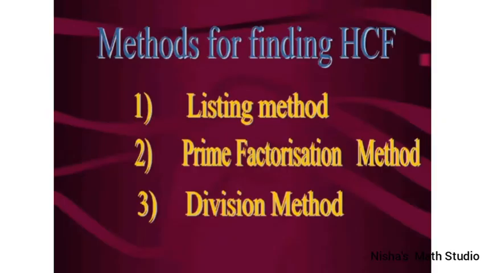We have three methods to find the HCF. That is, listing method, prime factorization method and division method. Though three methods are listed, in 6th standard you will be learning only the first two methods.